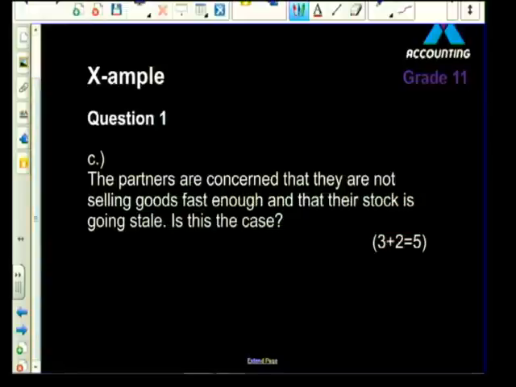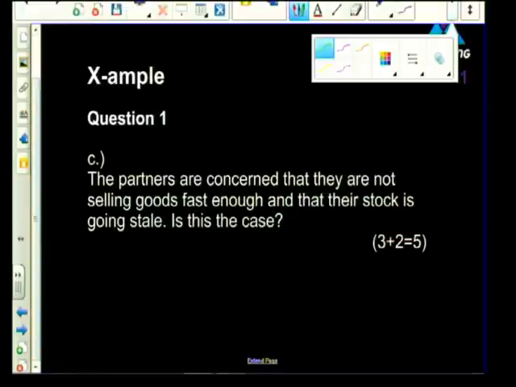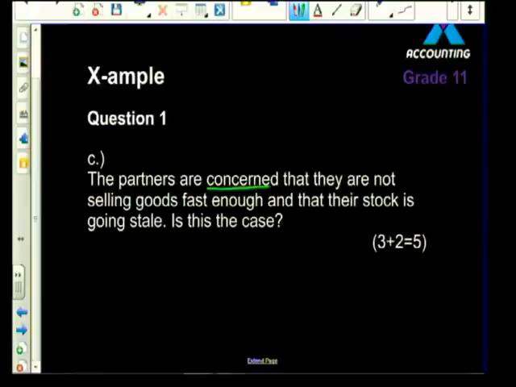Right, so let's look at our next question now. Our next question says, the partners are concerned that they are not selling goods fast enough and that their stock is going stale. Is this the case? So they want to know, are they selling their goods fast enough or is their stock going stale?